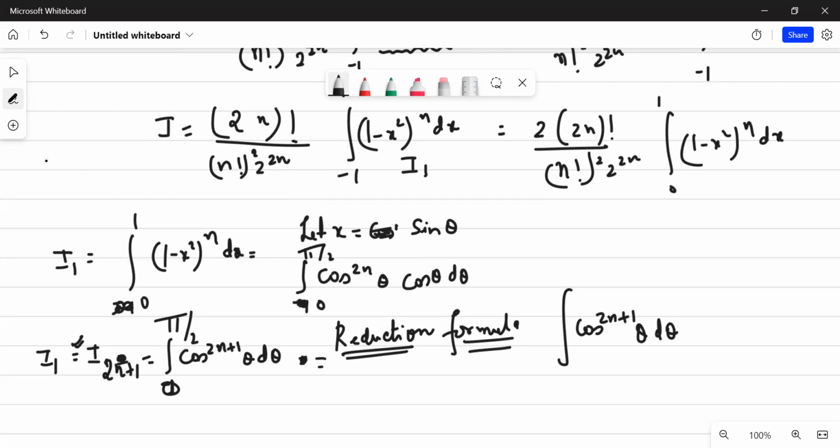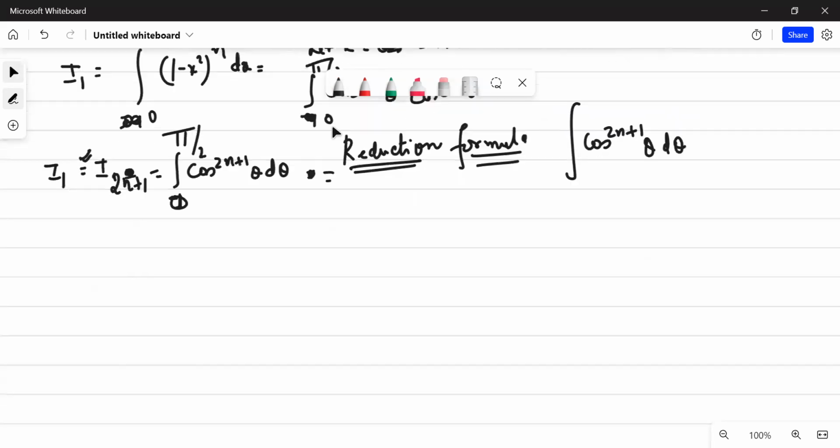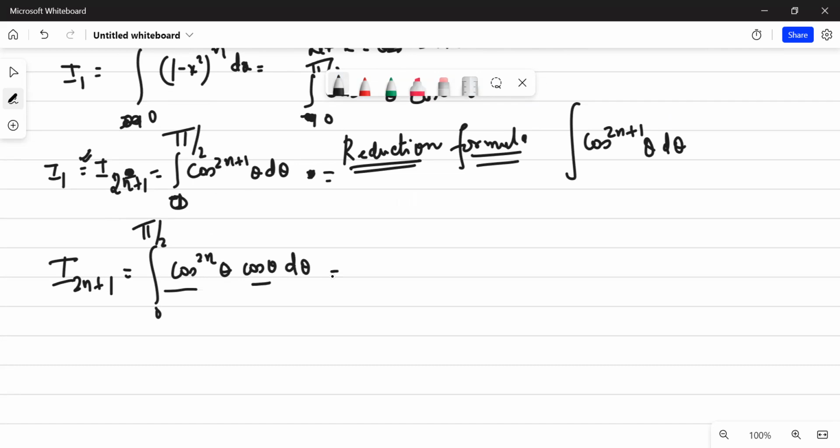So what is actually done, I will tell you. See what we do. For example, this is my I of 2n plus 1. So I write I of 2n plus 1 is equal to the integration from 0 to pi by 2 of cos 2n plus 1 theta. Don't write it like that, write cos 2n theta and separately write cos theta d theta. Is that clear? Now what is easier to integrate? Easier to integrate is cos theta.